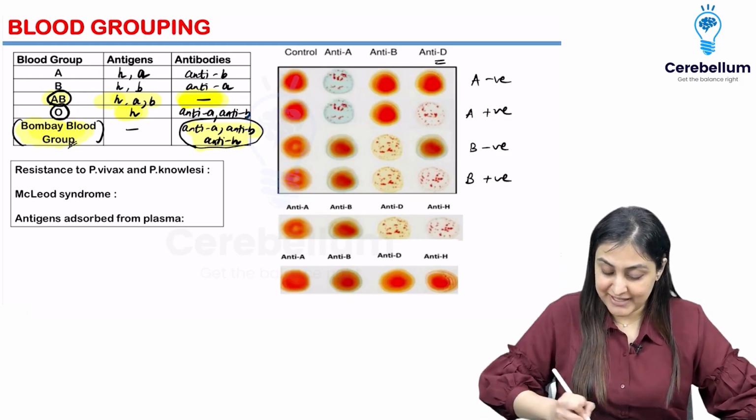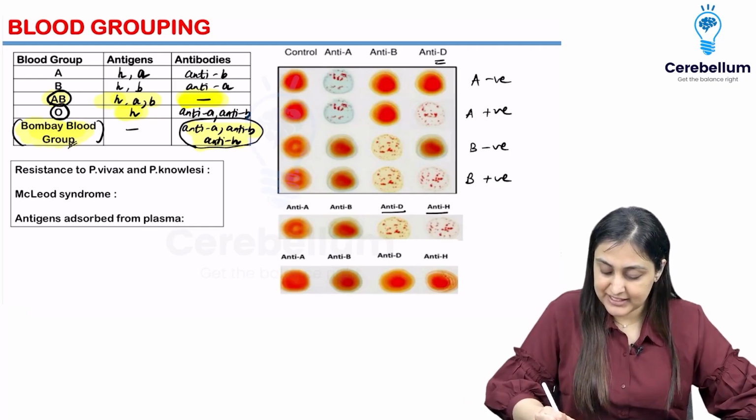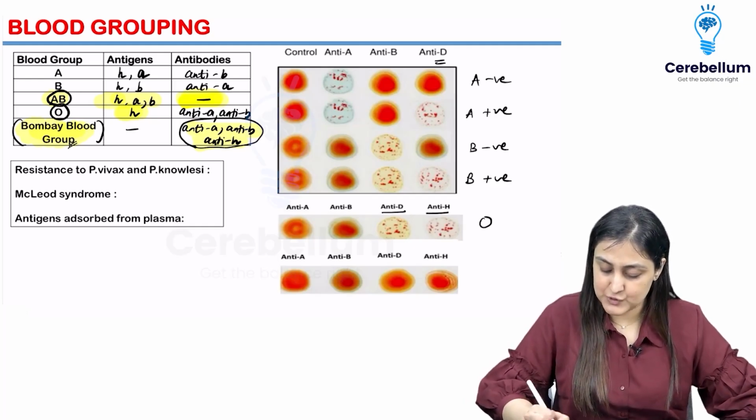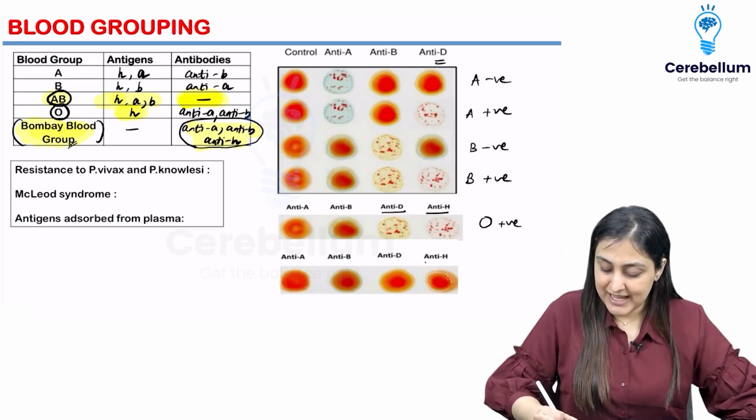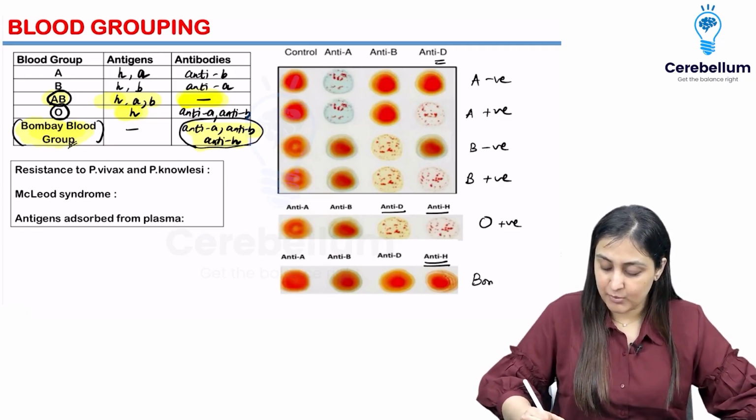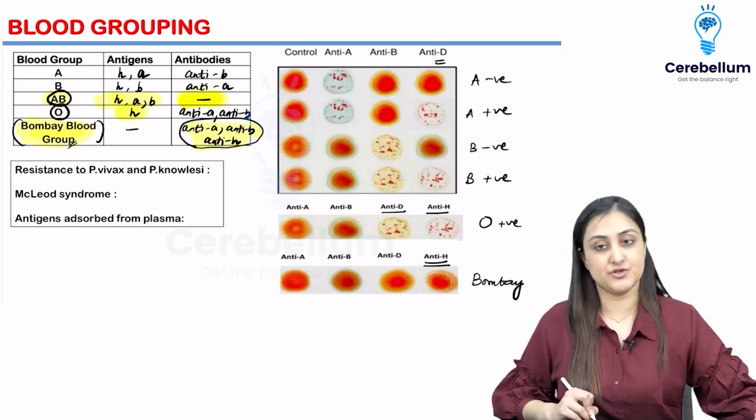Let's further look when H is mentioned. So D is clumping and H is clumping but A and B are not clumping. So this is O positive. But when H is also negative, what is this? Bombay blood group, right? So I'm sure now you've understood this.